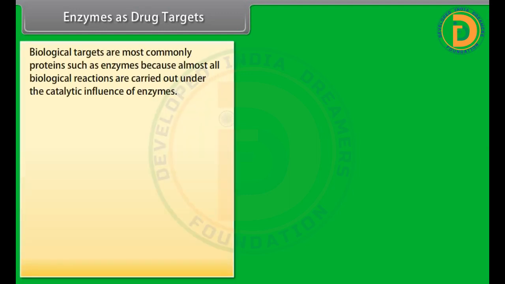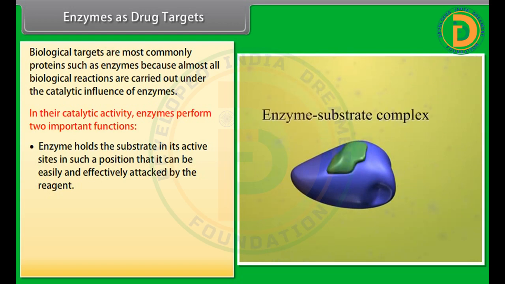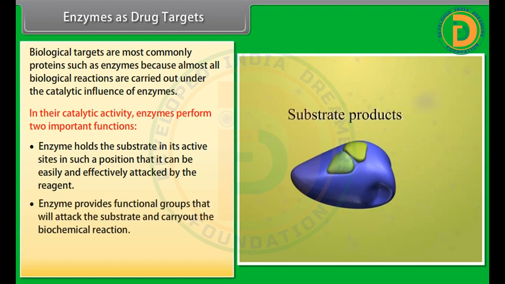Biological targets are most commonly proteins, such as enzymes, because almost all biological reactions are carried out under the catalytic influence of enzymes. In their catalytic activity, enzymes perform two important functions. Enzymes hold the substrate in its active site in such a position that it can be easily and effectively attacked by the reagent. Enzymes provide functional groups that will attack the substrate and carry out the biochemical reaction.